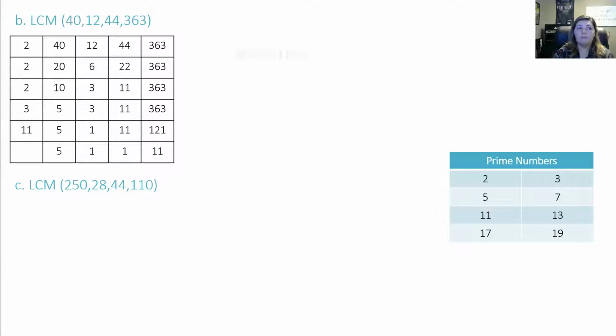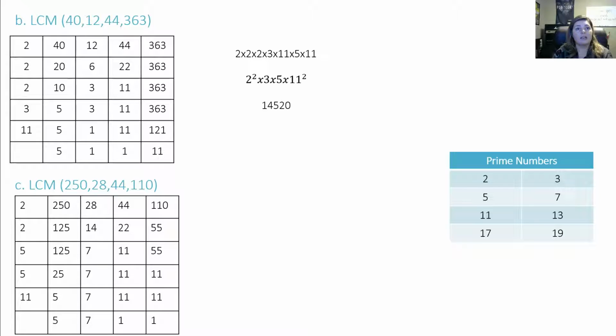Moving right along, same thing as we did before. So the least common multiple of 40, 12, 44, 363 is 14,520. Again, all we did here is we took and, where is my pen?